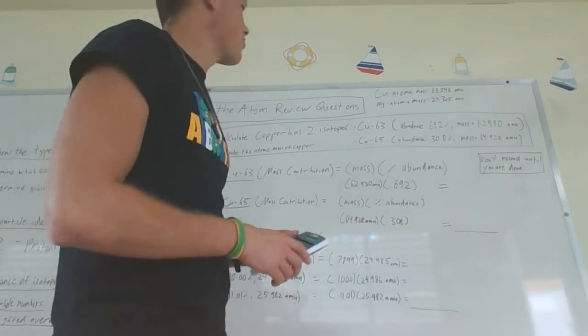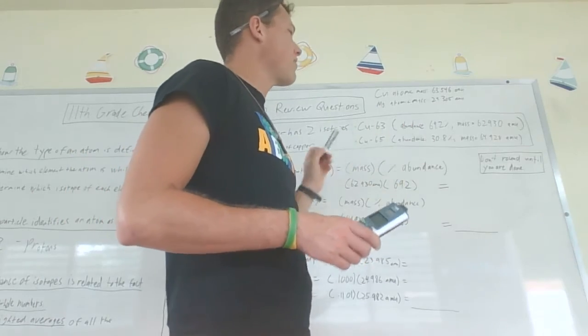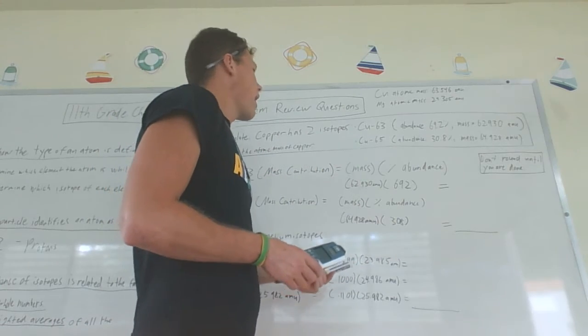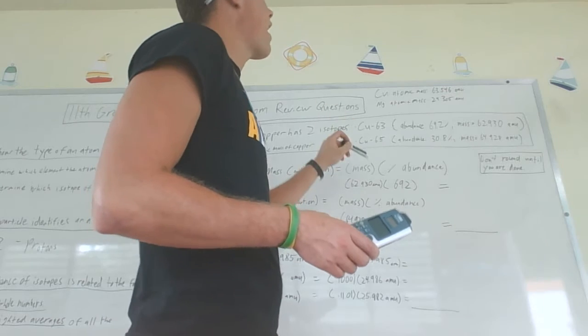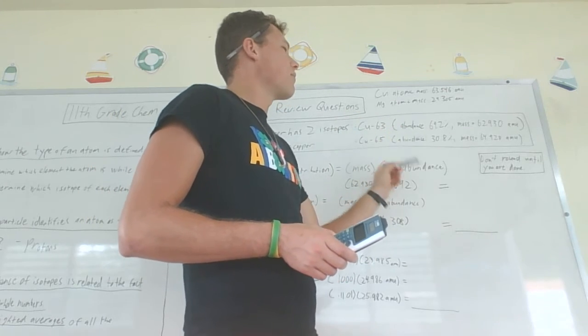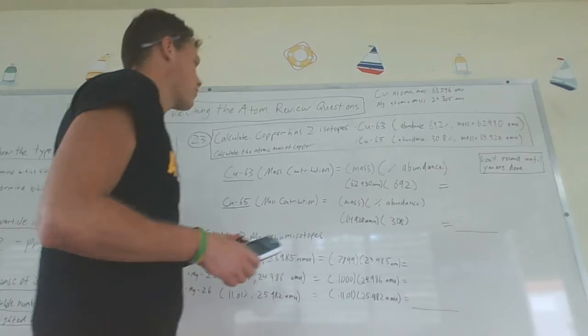Copper 63 with an abundance of 69.2% and a mass of 62.930 atomic mass units, okay? And then you have copper 65 with an abundance of 30.8%, right? And the mass is 64.928 atomic mass units, okay?